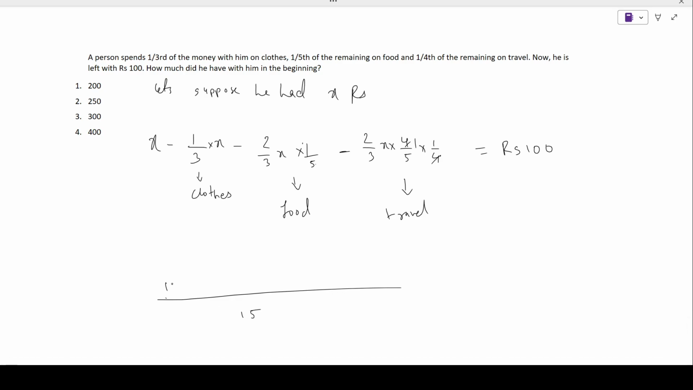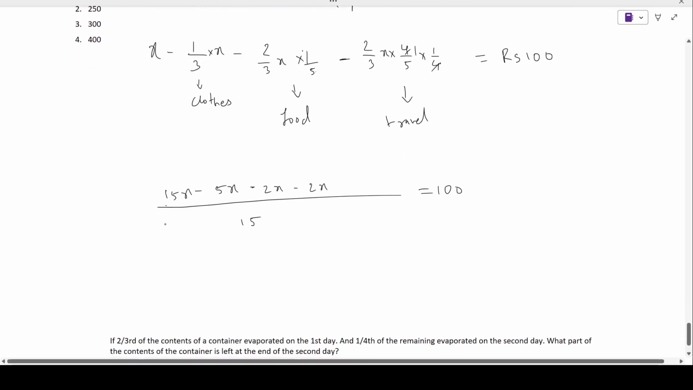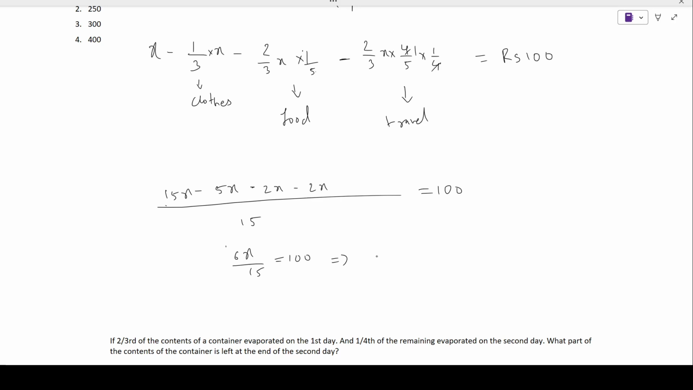Here we have 15x minus 5x minus 2x minus 2x, which is equal to 100. Solving further, 5 plus 7 plus 9... 15 minus 9, we have 6x upon 15 is equal to 100. Solving this, we have x is equal to 100 into 15 by 6.